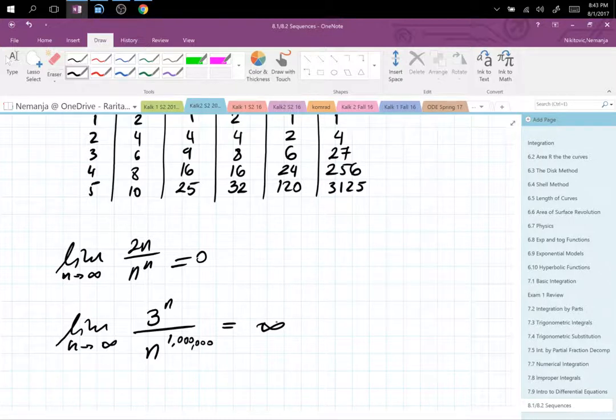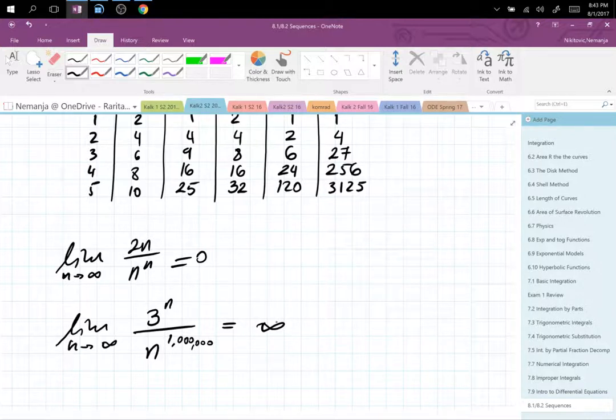But just to recap, basically what we get as we go to infinity is 0.